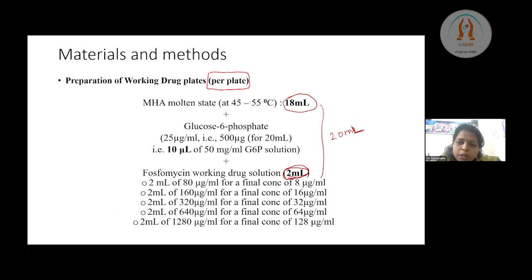We have to pour the molten MHA agar of 20 ml into each plate. To that we have to add 10 microliter of glucose 6-phosphate. This is the composition of each plate. How to prepare the working drug solution, I will tell in the subsequent slides.